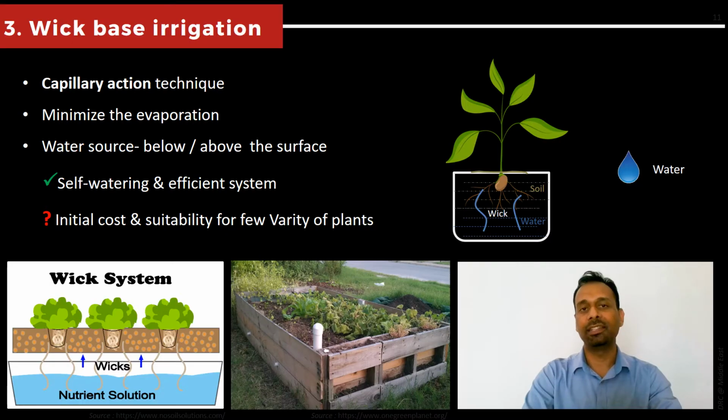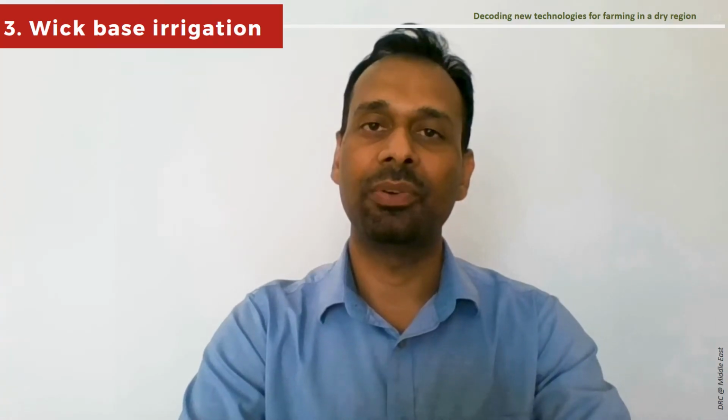Now let's see the third technique, which is wick-based irrigation. As the name suggests, here irrigation is by the application of a wick. The application of a wick helps in setting up capillary action to irrigate the plant's roots. It is also known as the self-irrigation or self-watering technique because the wick makes the soil moist continuously. That's why it is also called the self-watering or self-irrigation technique. Now let's understand how it works.